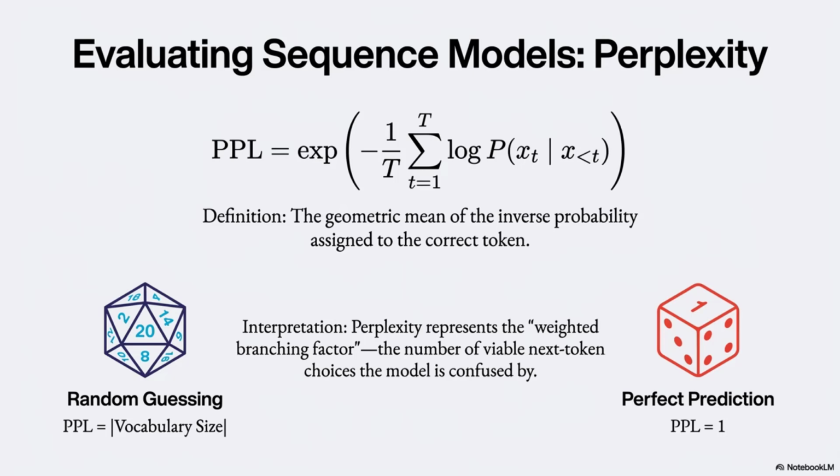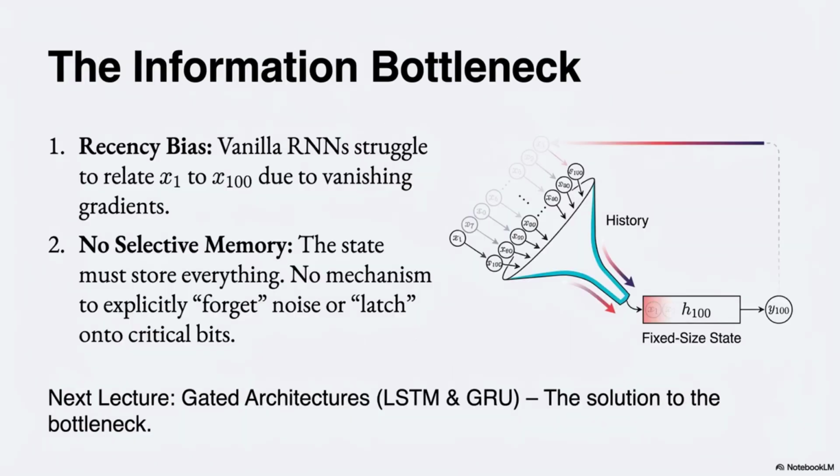So let's just step back and summarize the core issues with this vanilla RNN we've built. First, vanishing gradients give it a serious recency bias. It struggles to connect what's happening now with something that happened a long time ago in the sequence. Second, that fixed size hidden state has to be a summary of everything. It has no explicit mechanism to say, this piece of information is really important, I should hold on to it, or this other bit is just noise, I should forget it. This creates a massive information bottleneck.